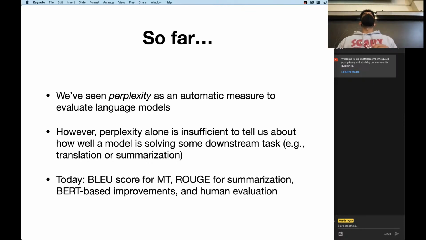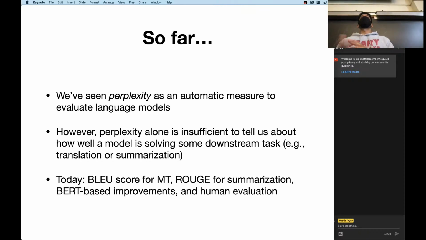So for machine translation, the metric that has been used widely for, I don't know how long, maybe like 15-ish years, is the BLEU score. So we'll describe that. The ROUGE score is very similar in principle, but it's applied for text summarization. There's one key difference between those two that we'll cover.